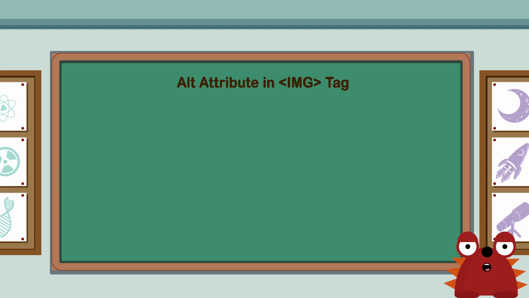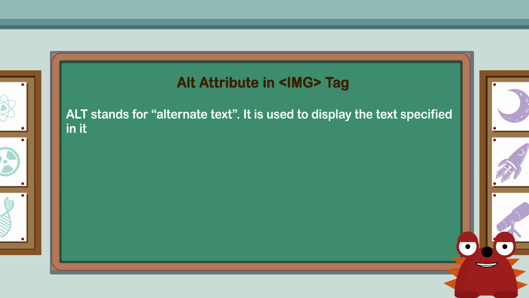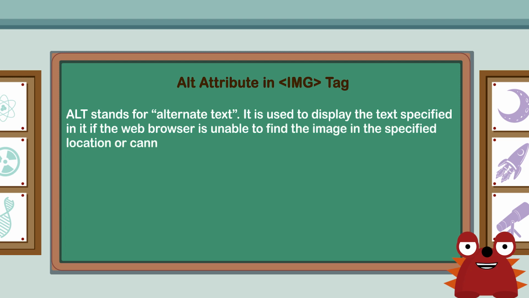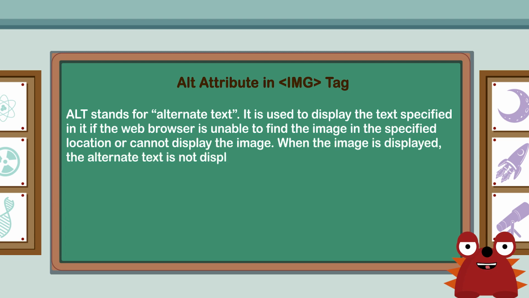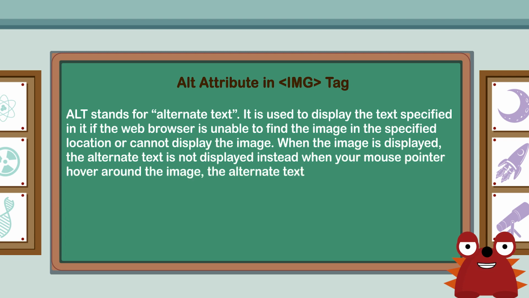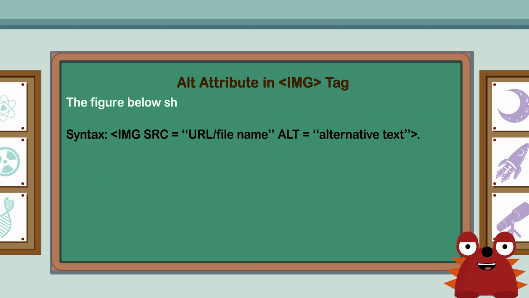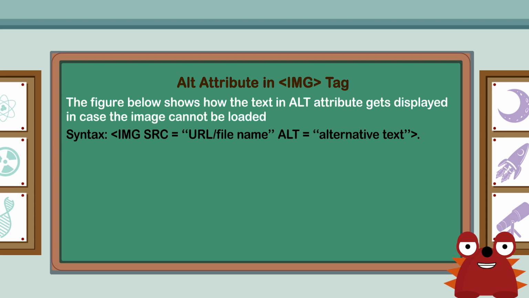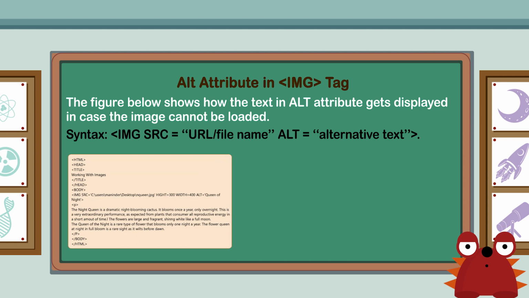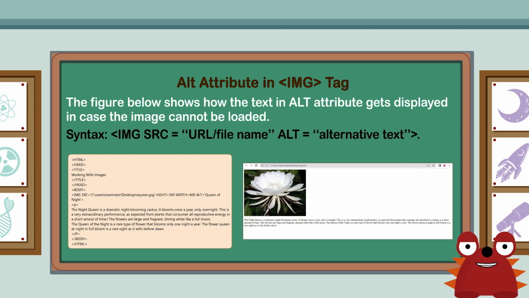Let's look at the alt attribute in this tag. Alt stands for alternate text. It is used to display the text specified in it if the web browser is unable to find the image in the specified location or cannot display the image. When the image is displayed, the alternate text is not displayed. Instead, when your mouse pointer hovers around the image, the alternate text pops up. The figure below shows how the text in the alt attribute gets displayed in case the image cannot be loaded. This is the syntax. Given here is an example and its output.